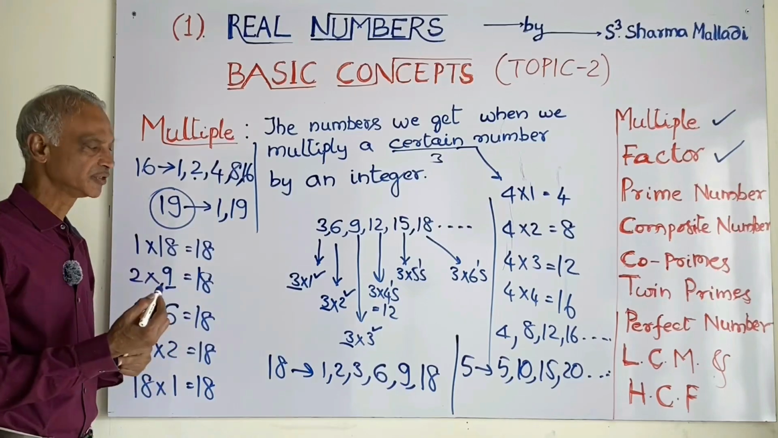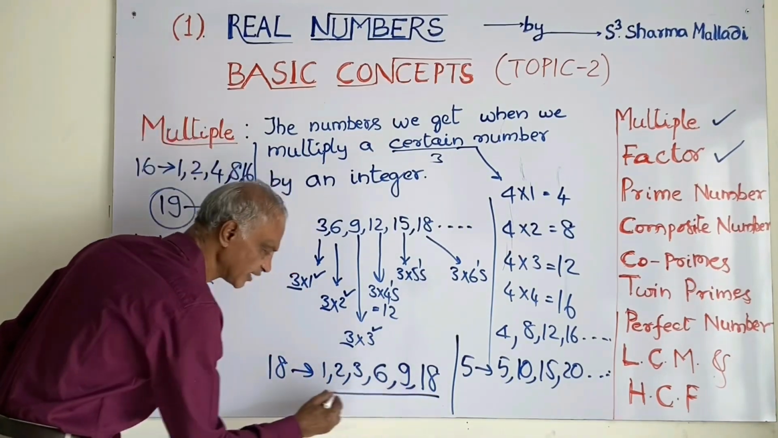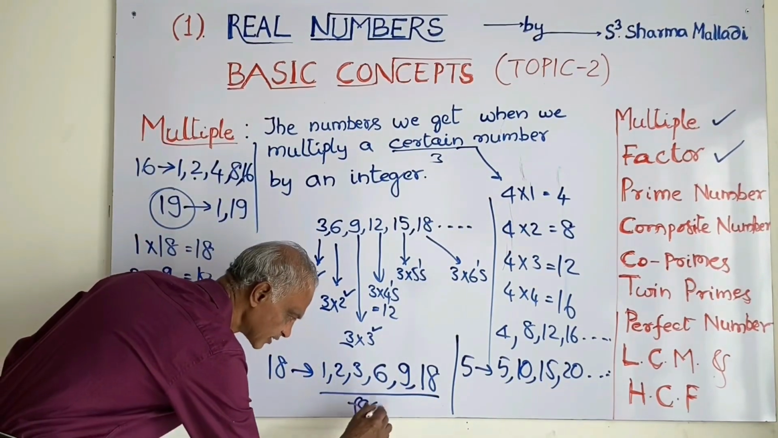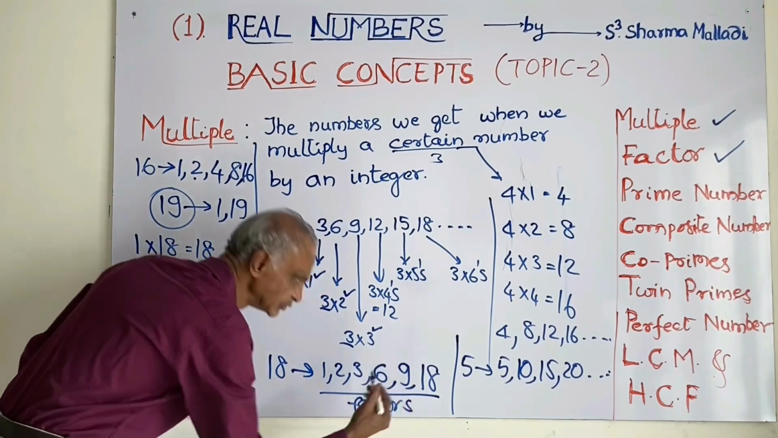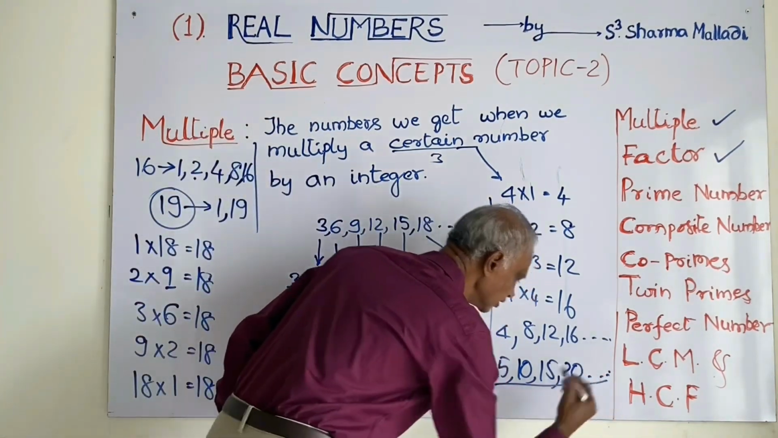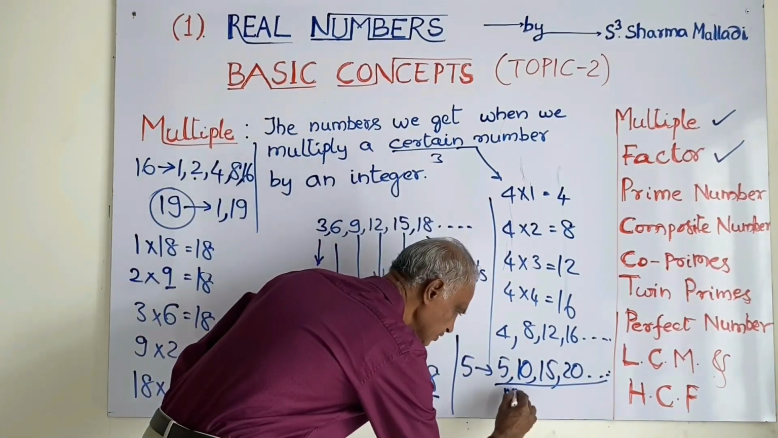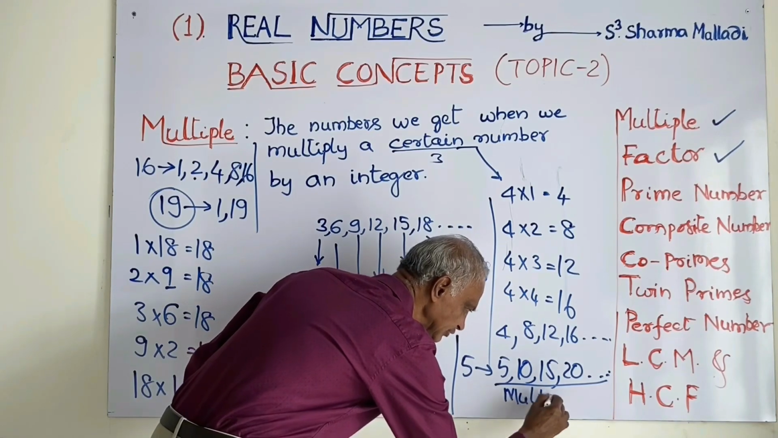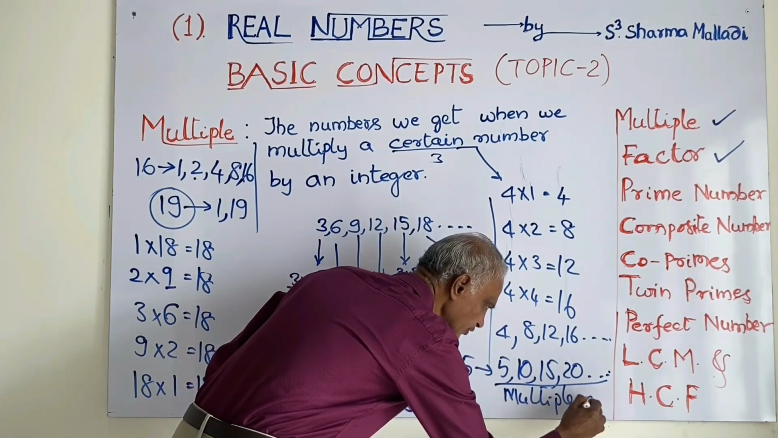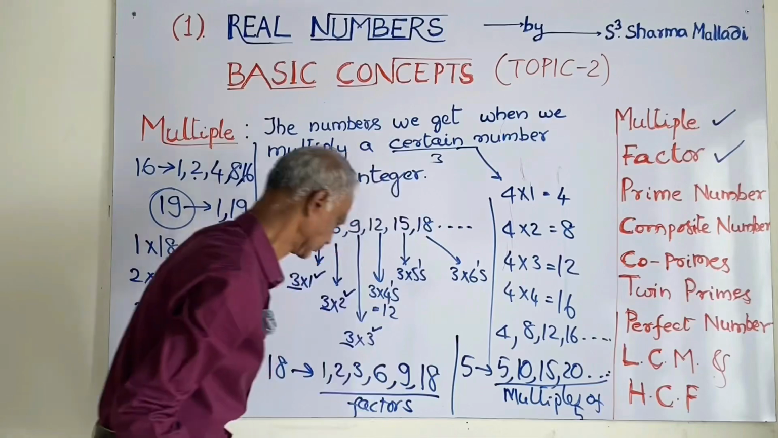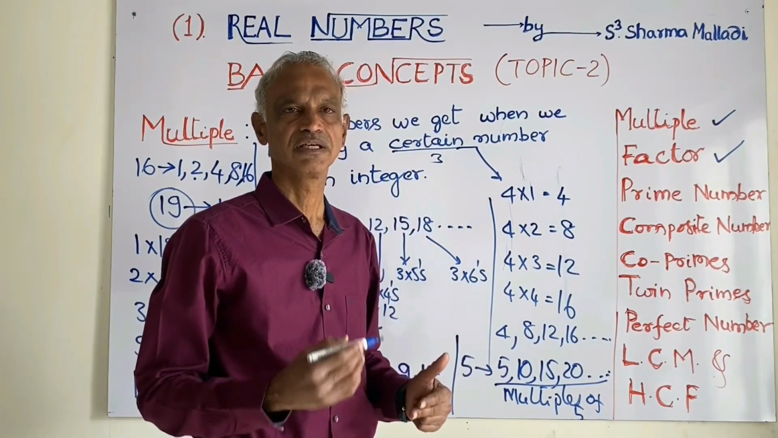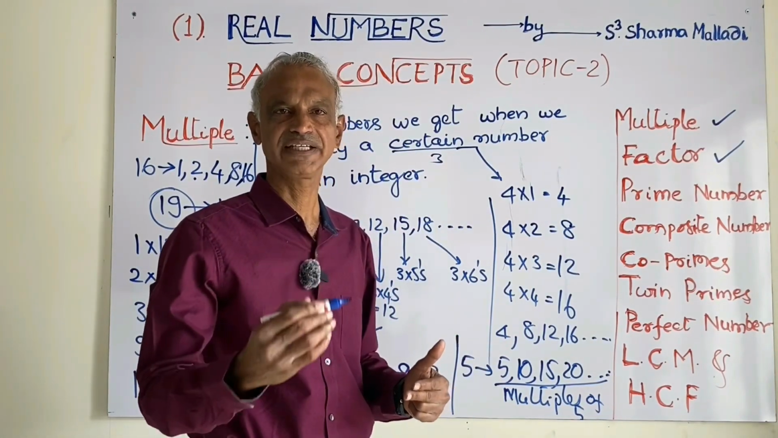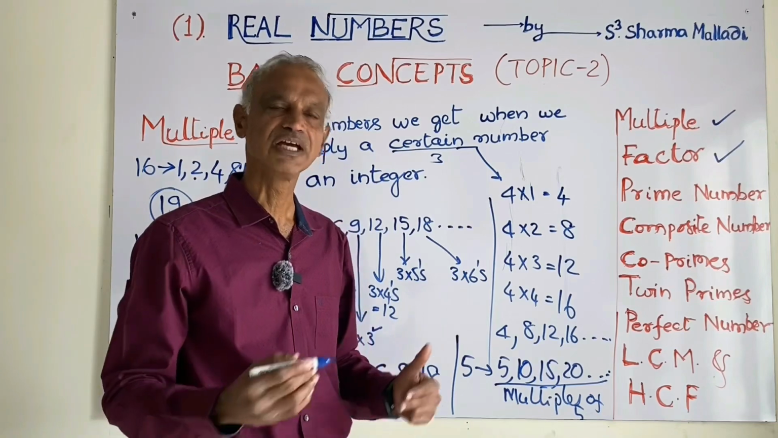Next we will go to factors. These are all multiples of 5. If you want to find multiples of 6, 6, 12, 18 and so on are the multiples of 6.